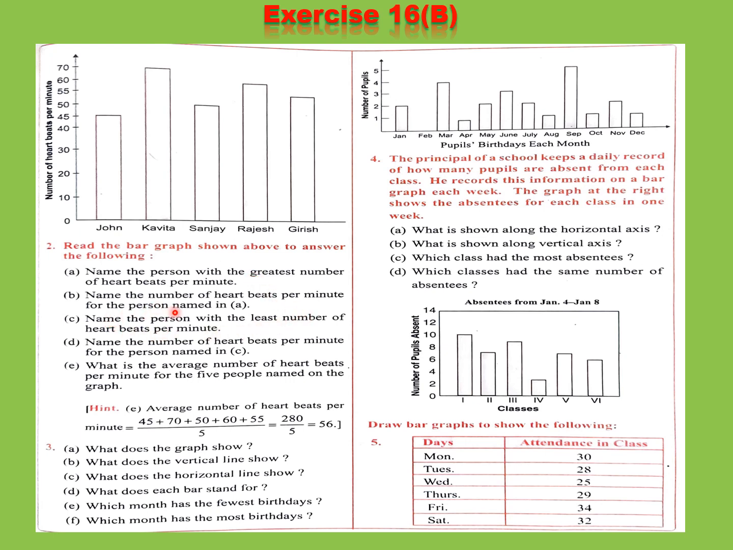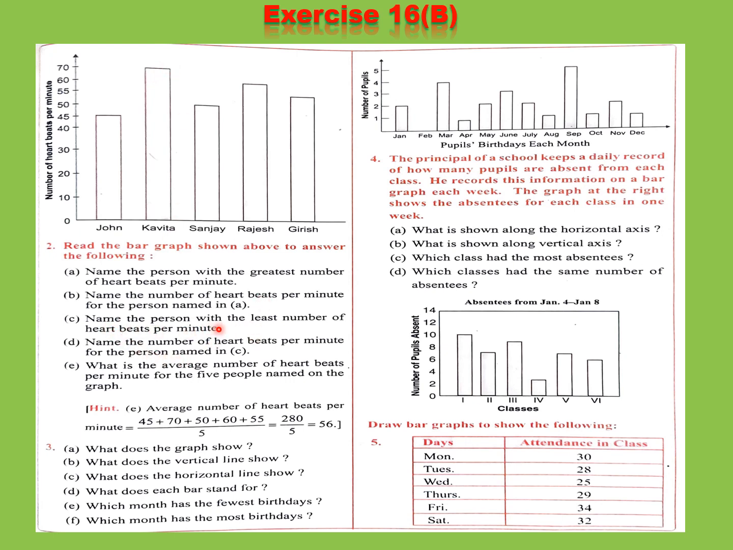Now we are asked, name the number of heartbeats per minute for the person mentioned in A. So if your answer in A, the first question, is Kavita, what is the number of heartbeats she has per minute? It would be 70. If we compare that with the division shown here on the vertical axis, we can see that it matches with 70. So the answer here will be 70.